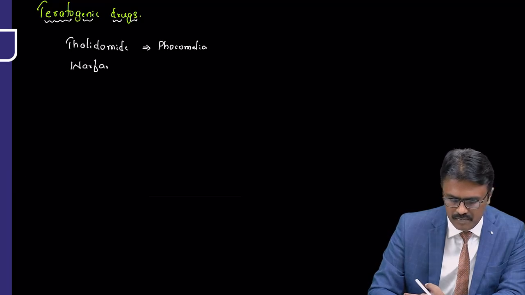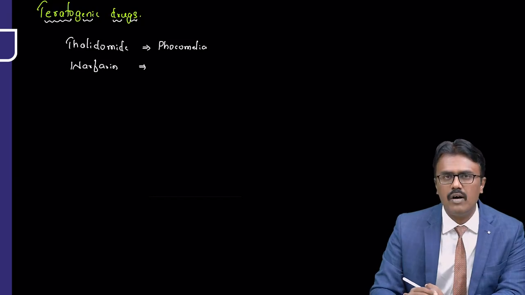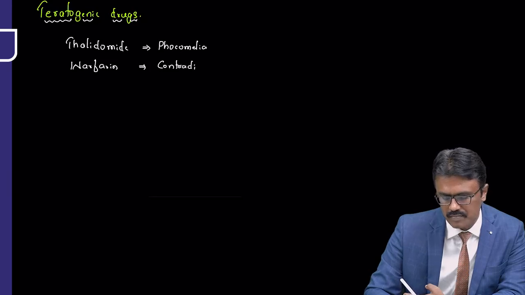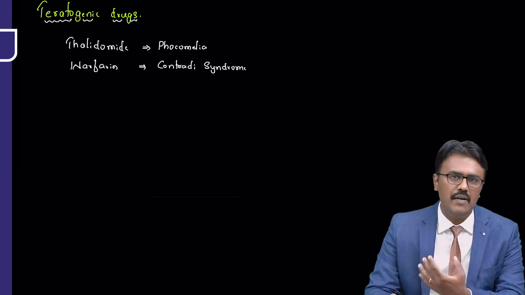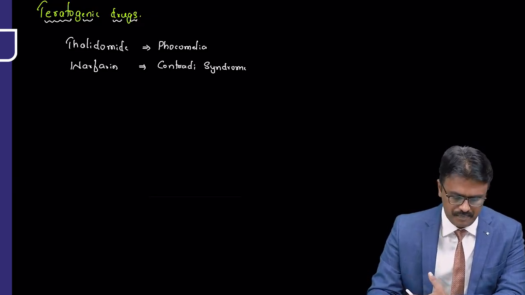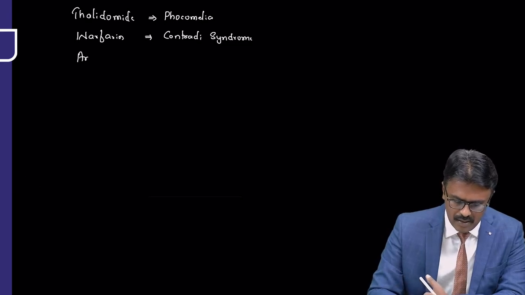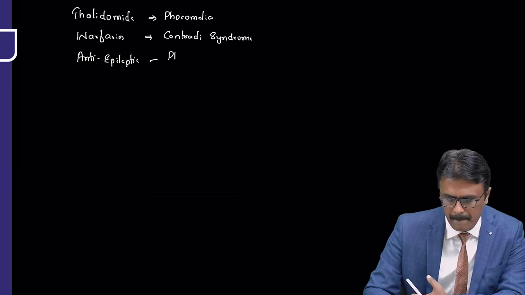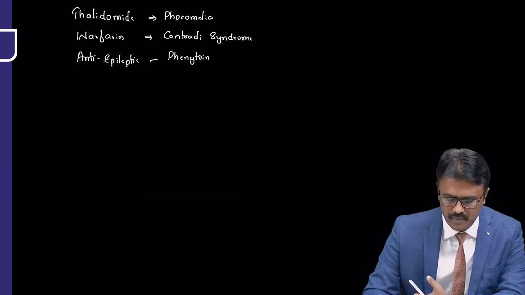The other drug which can produce teratogenicity is warfarin. We call it fetal warfarin syndrome, or it is also called Contradi syndrome. So don't worry, I have discussed that in detail in the respective topic. Now I am just giving you the list. Now we have anti-epileptic drugs. What are the anti-epileptic drugs which are teratogenic? Phenytoin. Phenytoin can produce fetal hydantoin syndrome.